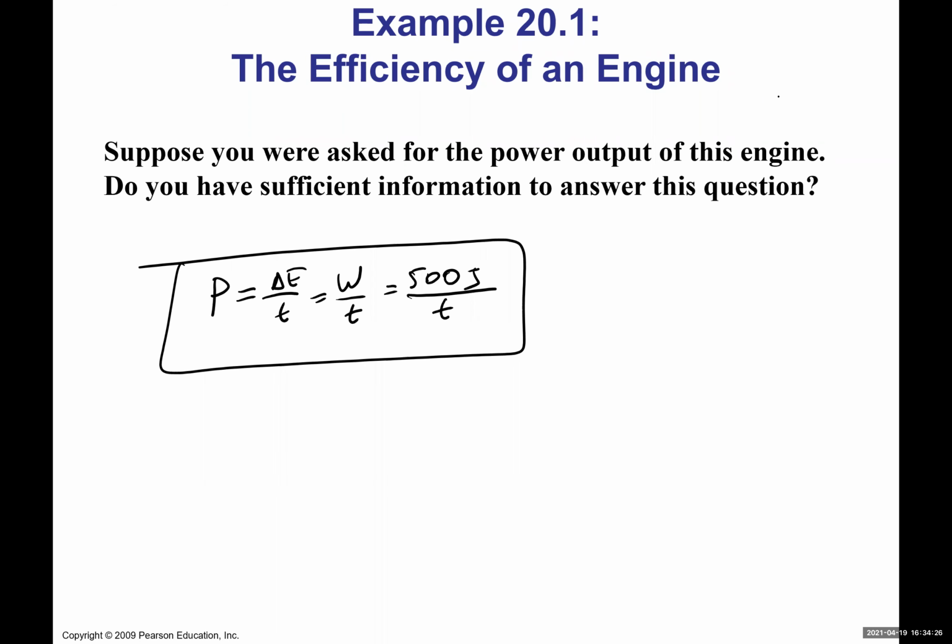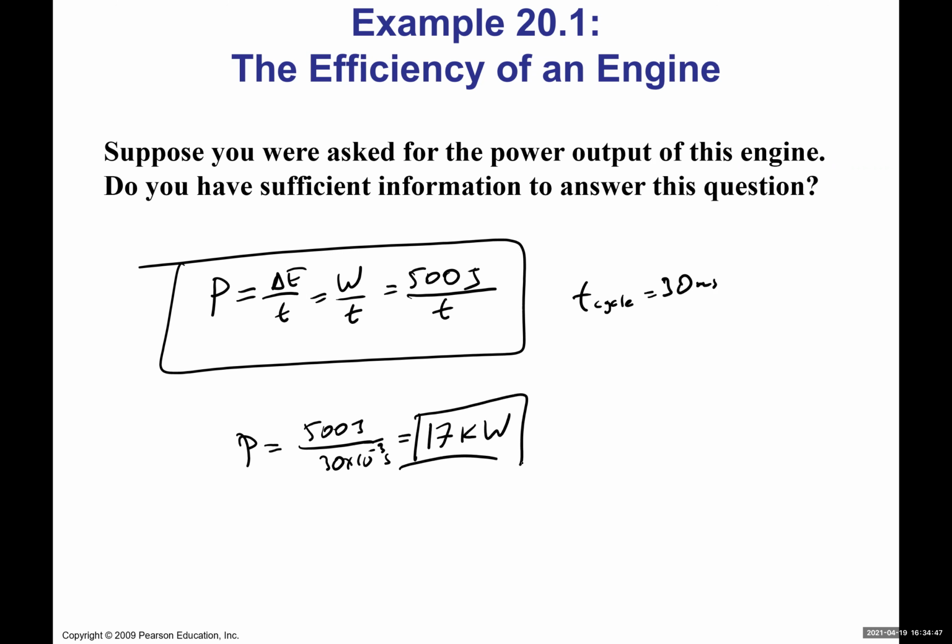For example, let's say if you were given the time for a cycle, let's say 30 milliseconds, then we could calculate the power here. So 500 joules divided by, let's say, 30 milliseconds. Then we could calculate, for example, 17 kilowatts. Okay. And this would have been the power output, right? So how many joules each second and things like that. So for the calculation of power, you need the work done and the time for the cycle. All right.